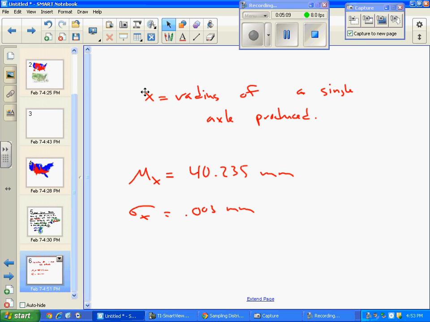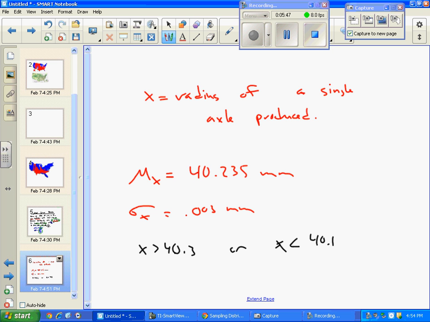So for example, it might be the case that the producer of this is worried. They're saying, hey, look, anytime the axle comes back larger than, let's say, 40.3, or x is less than 40.1, then the axle can't be used. The diameter is going to be too far away from the target diameter, and we're going to have a problem. Now, if we don't know the distribution is normal, then we can't answer this question.